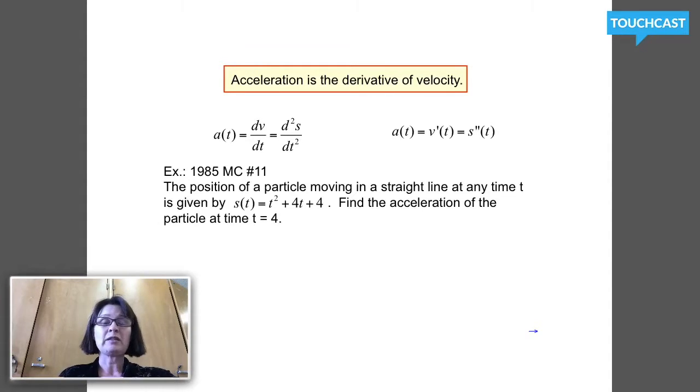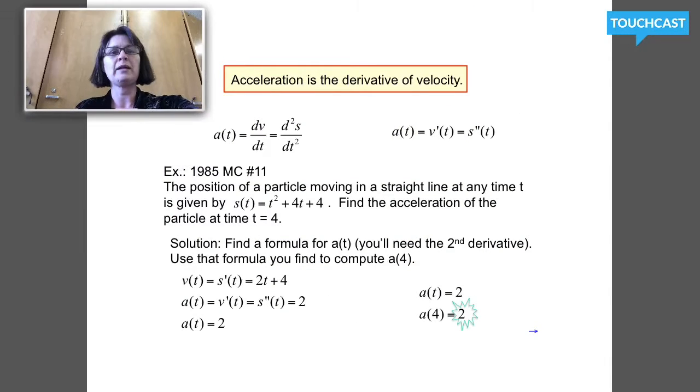So yes, because we know position, which means we can find velocity, and if we can find velocity, we can take its derivative to get acceleration. So we'll need the second derivative. First I'm going to start by finding v of t. There's no way to jump right from the s function, the position function, to acceleration. You're going to have to go through that middle step. So I'm going to take the derivative of position to find velocity. That's this 2t plus 4. The derivative of t squared is 2t. The derivative of 4t is 4.